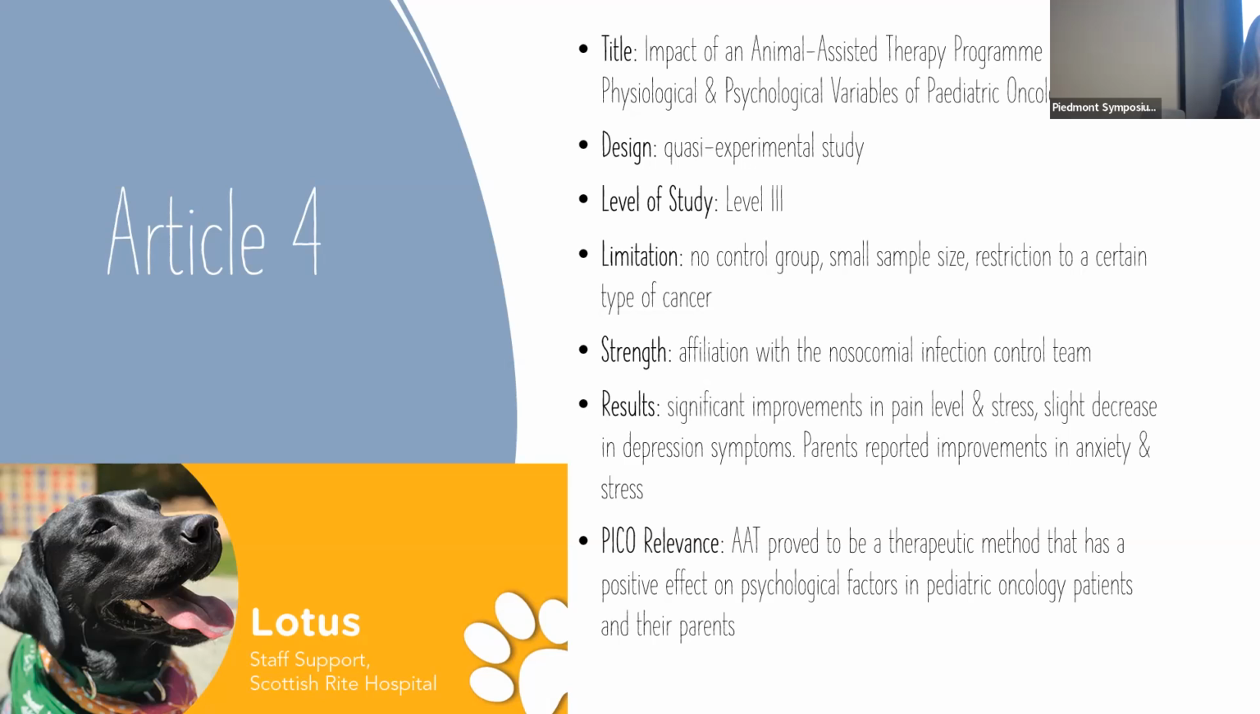For parents, the State Trait Inventory and Brunel Mood Scale were used. There was a significant improvement in anxiety and mental confusion in the parents. This can also be seen on the second one for Article 4 titled Parents. This article is relevant to my PICO question because animal-assisted therapy proved to be a therapeutic method that had a positive effect on psychological factors in patients and their parents.